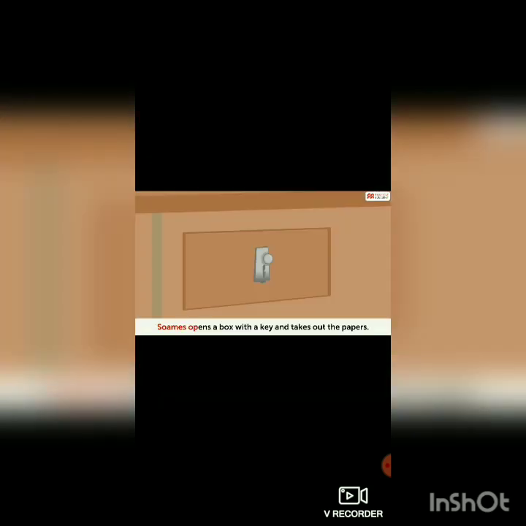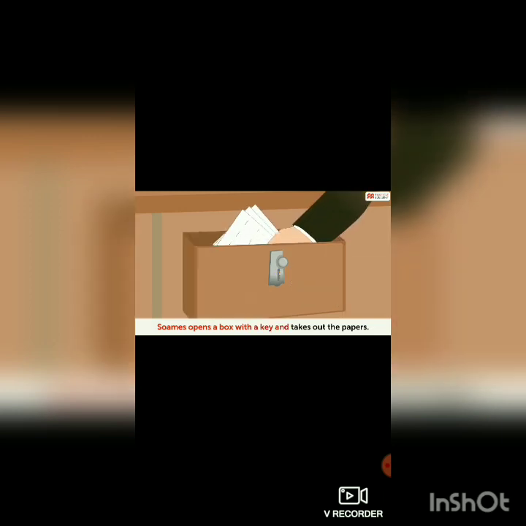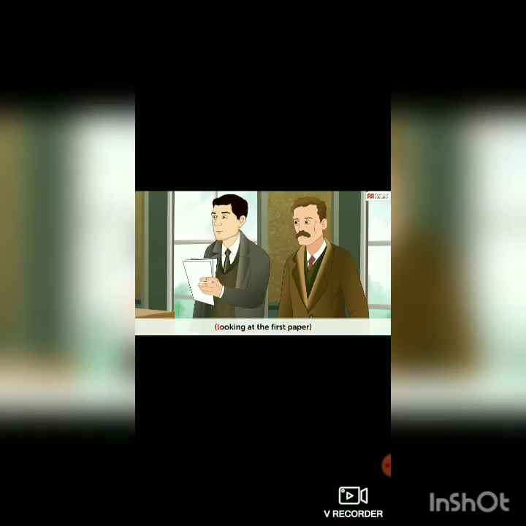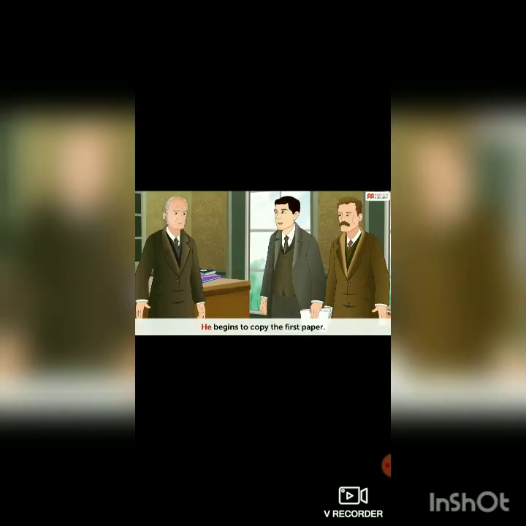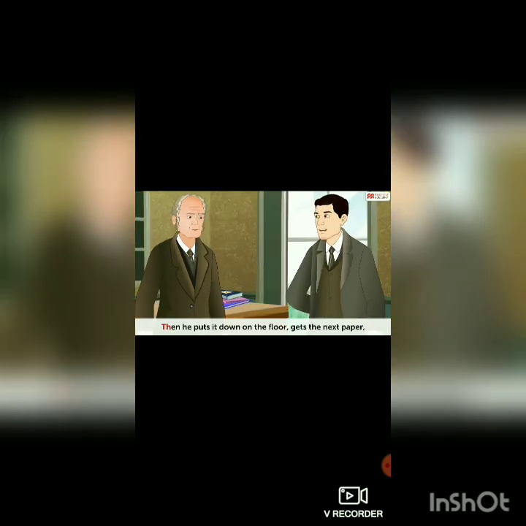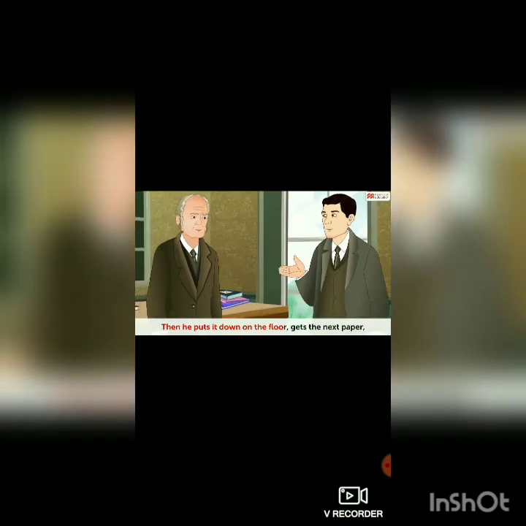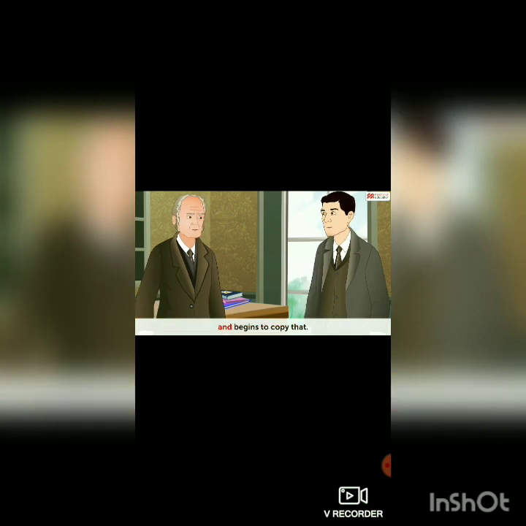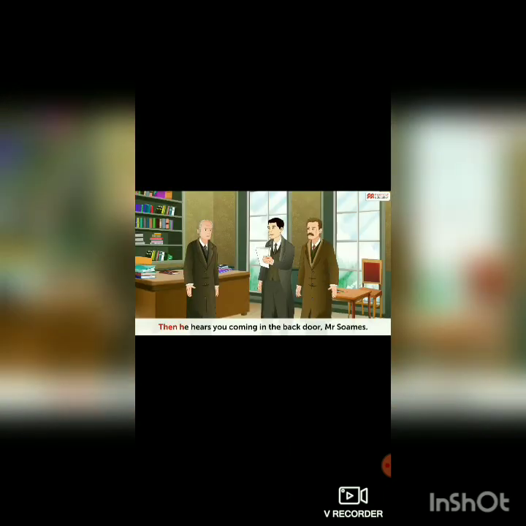Now, Soames opens a box with a key and takes out the papers. Looking at the first paper, he begins to copy the first paper. It takes him 10 minutes. 15, I think. All right, 15. Then he puts it down on the floor, gets the next paper, and begins to copy that. Then he hears you coming in the back door, Mr. Soames. He must be quick. He leaves the second paper on the table next to the window and runs.